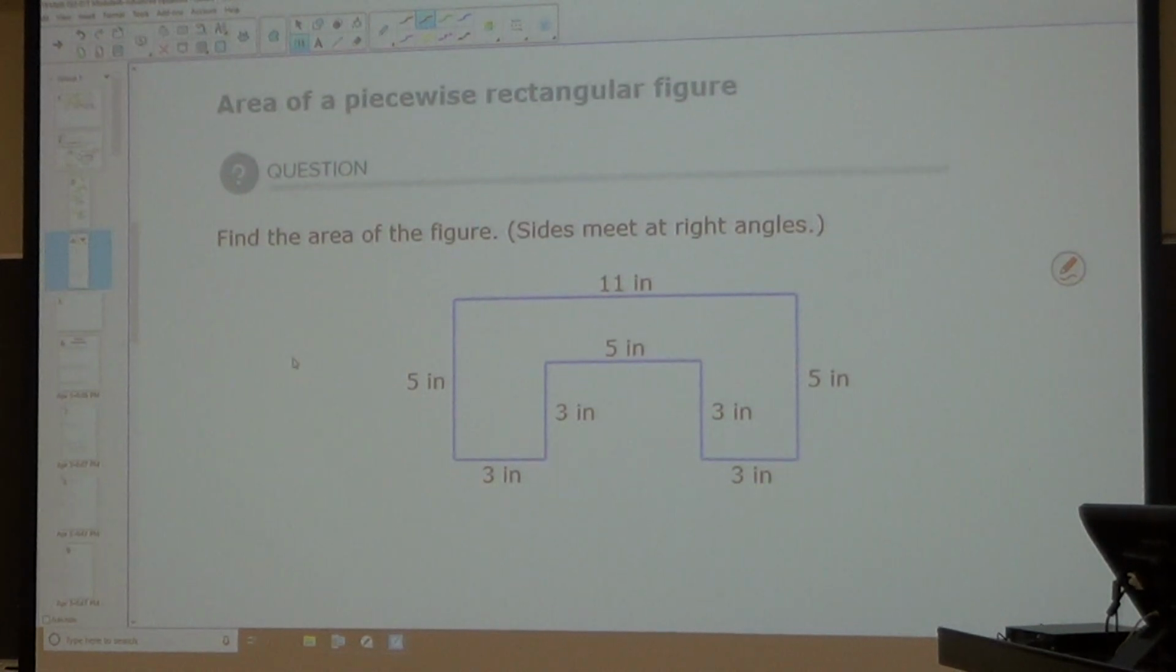I'm gonna do like I did before. I'm gonna fill that in and I'm gonna make a rectangle. So I'm gonna fill in the shape and I'm gonna make a rectangle.